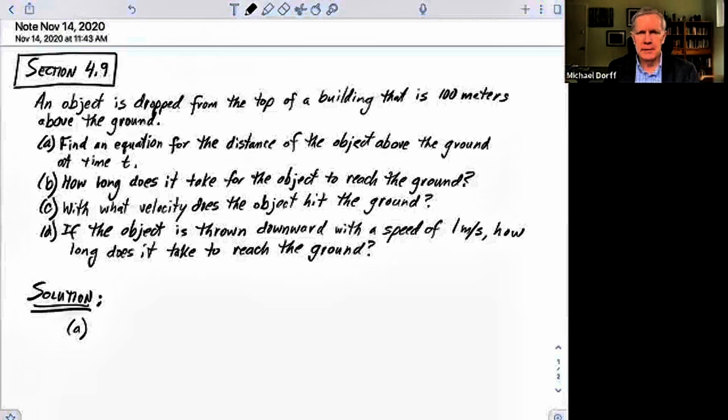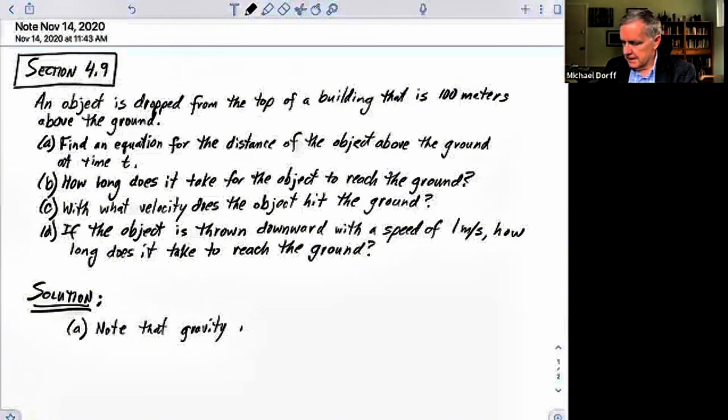The first thing to notice is there's really not a lot of information given here. And you might think, how can I find an equation? They don't give me an equation or a function to solve this. Well, the key idea here is to note that gravity is 9.8 meters per second squared. Our units are meters, so we're going to use 9.8 meters per second squared. That's going to help us figure this out.